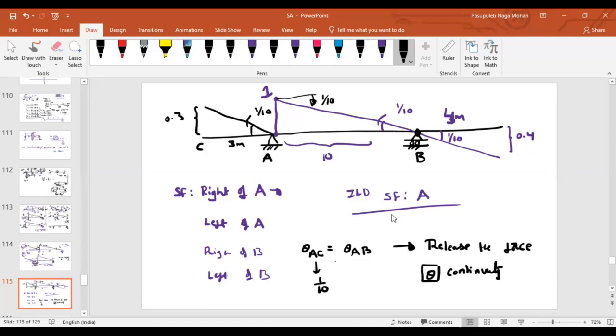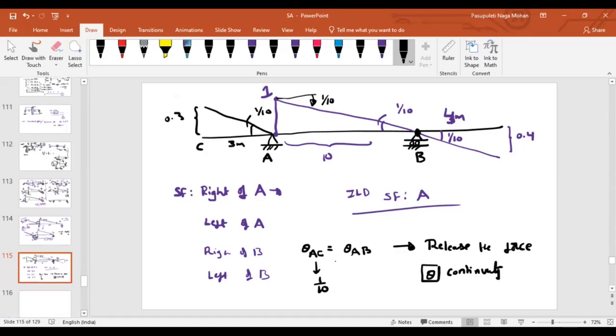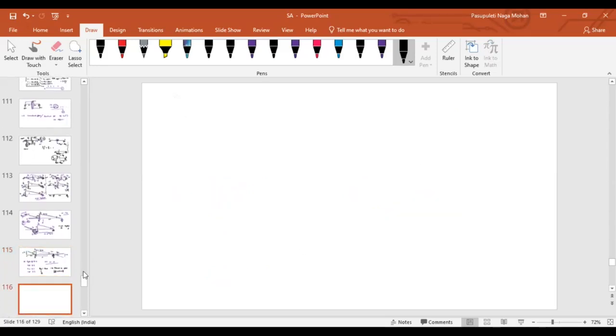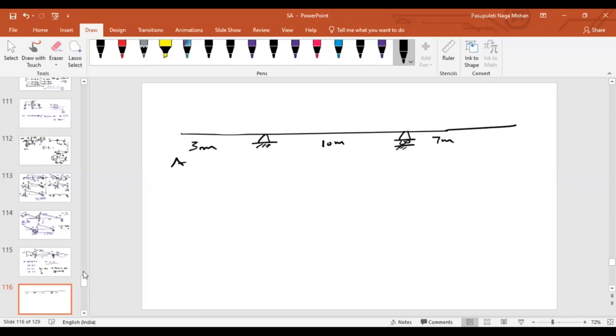Now somewhat is it clear? Yes. Now, without wasting time, let me take the simple diagram. Same thing. 7 meters, let us say, even though it is very high, 10 meter, 3 meter, A, B, C, D. What will be the ILD for shear force to the left of C?